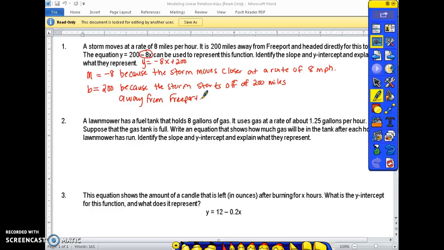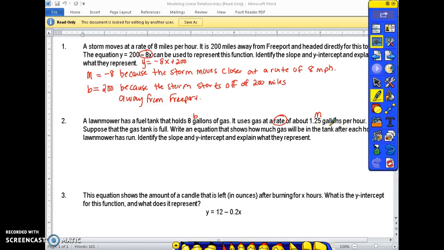arriving at Freeport. Number 2, a lawnmower has a fuel tank that holds 8 gallons of gas. So the most you can get in this lawnmower is 8 gallons of gas. That's my initial value. That's how much I'm starting off with. It uses gas at a rate, that's a very good indication that you're about to see your slope or your constant rate of change. It uses gas at a rate of about 1 1/4 gallons per hour. So this is my slope.